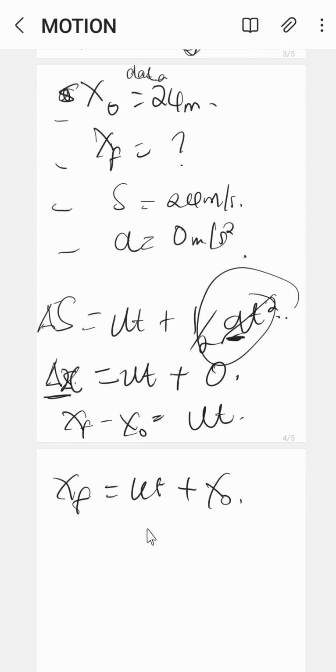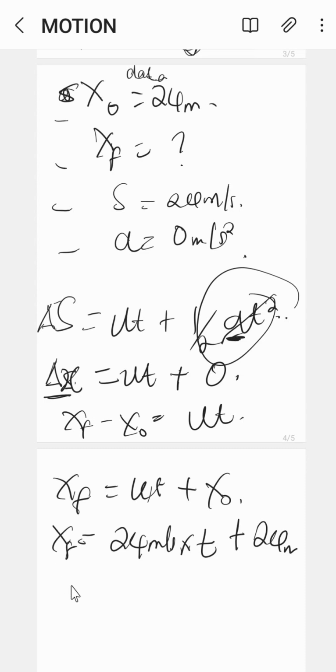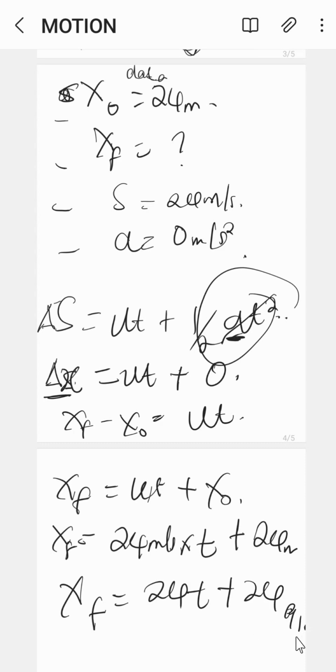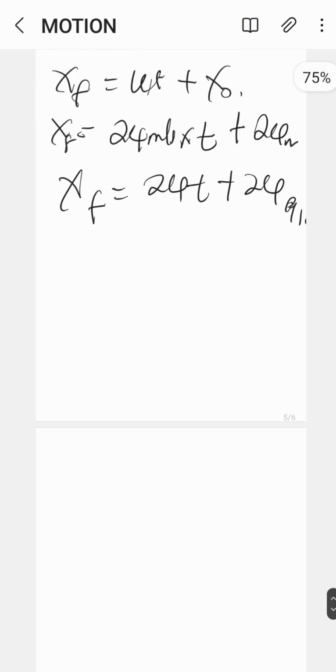So our final, which is unknown, is equal to ut plus our initial distance. Our initial velocity u is 24 meters per second multiplied by our time, which is what we're looking for, plus our initial distance of 24 meters, which gives xf. So final distance is equal to 24t plus 24. This will be our equation 1. Our equation 2 will be the one for the trooper.